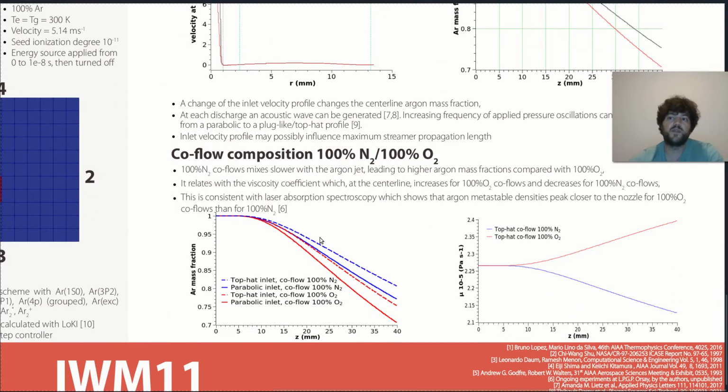Also, for the case of varying gas mixtures, we see that for 100% nitrogen we have a higher argon mass fraction along the center line than for 100% oxygen, and I think this is also related to the viscosity of oxygen being higher, which increases the mixing with the argon.